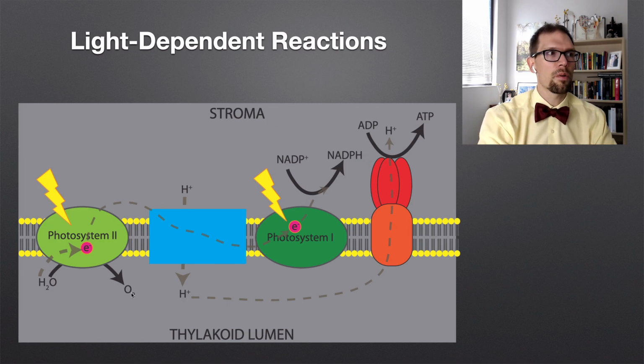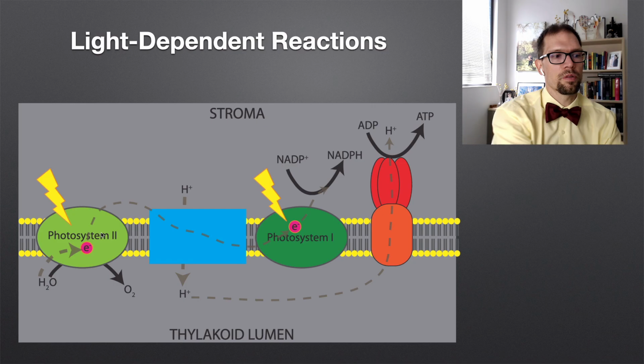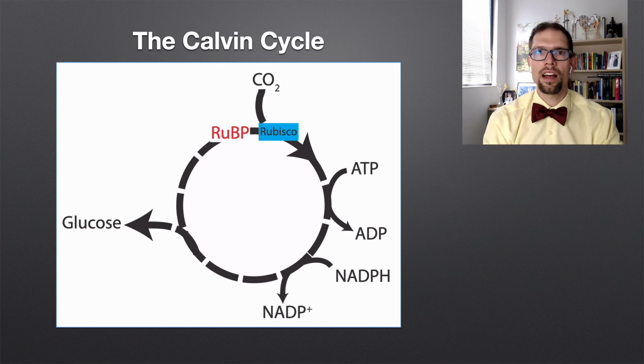And we've produced oxygen from water because we took an electron from water to replace the electron that was originally lost due to the excitement from the photon. All right, so this brings us to the Calvin cycle.